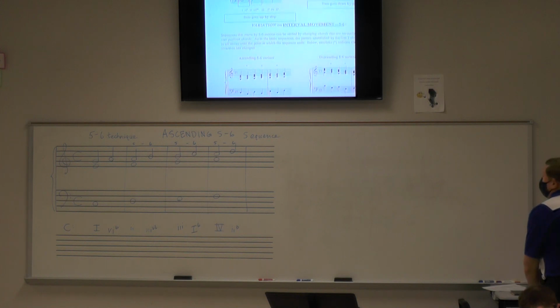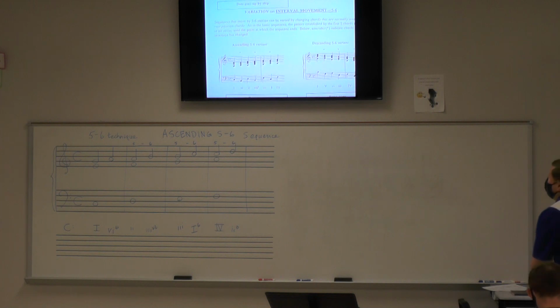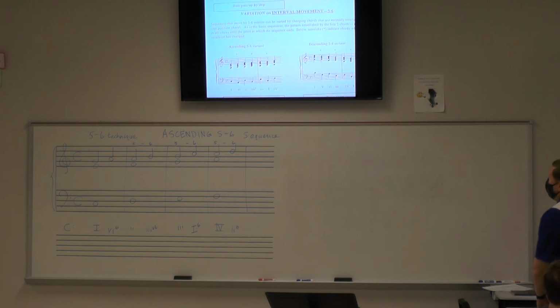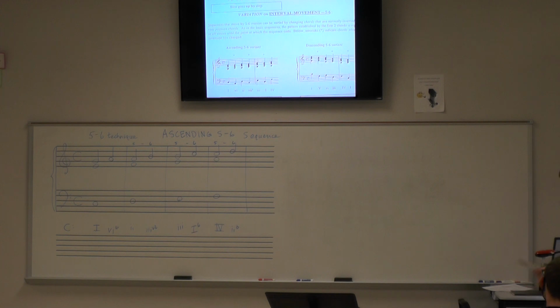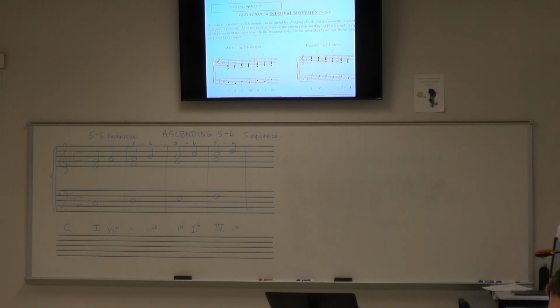Now, can we have somebody read this second paragraph down here on the variation, the interval movement? Any takers? Okay, please. Sequences that move by 5/6 motion can be varied by changing chords that are normally inverted into root position chords. As in the basic sequences, the pattern established by the first 2 chords is repeated in all voices until the point at which the sequence ends. Below the asterisks indicate chords whose inversions have changed.